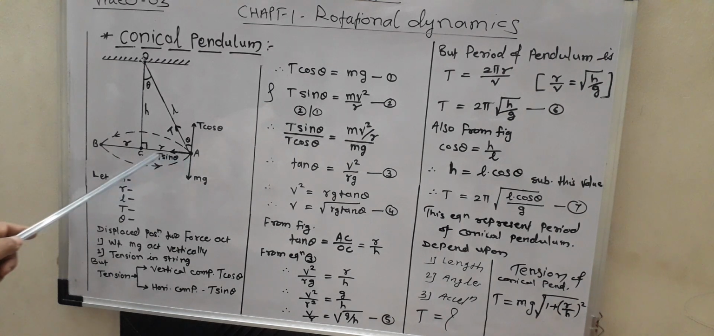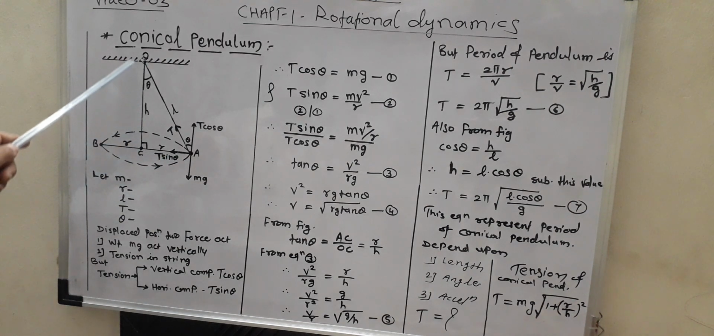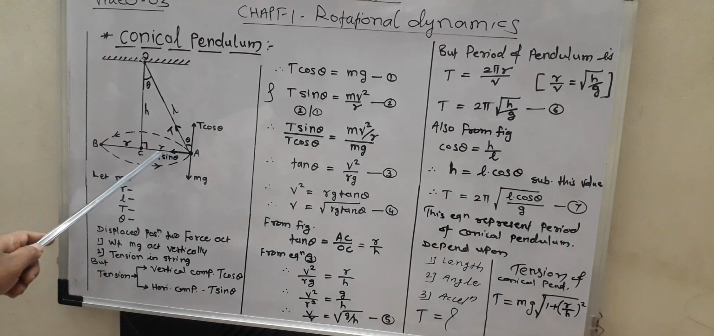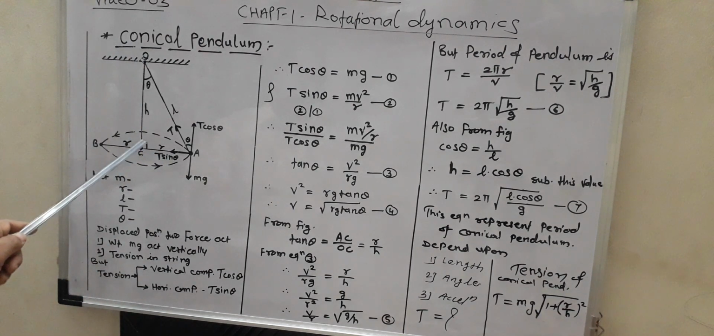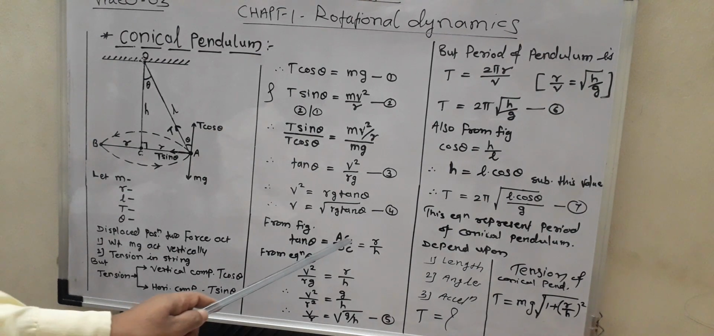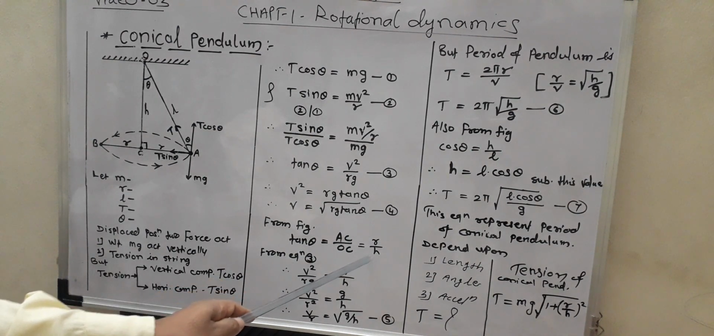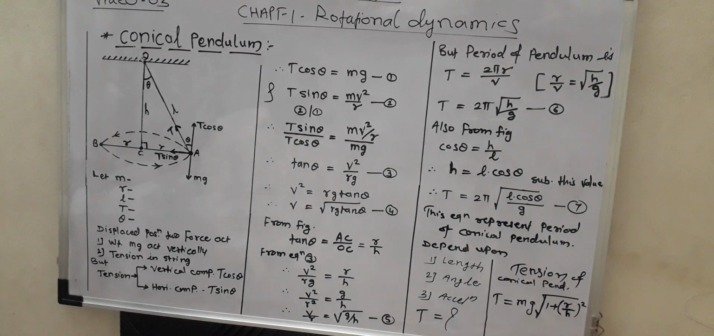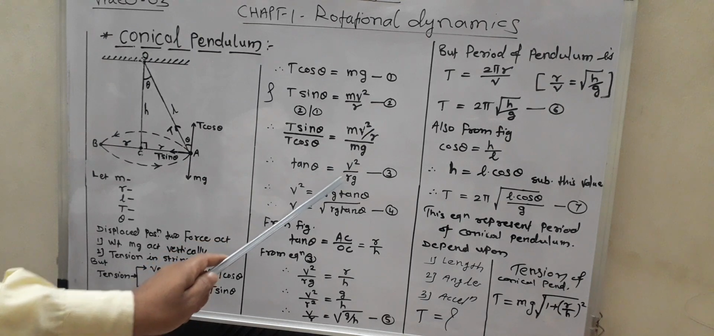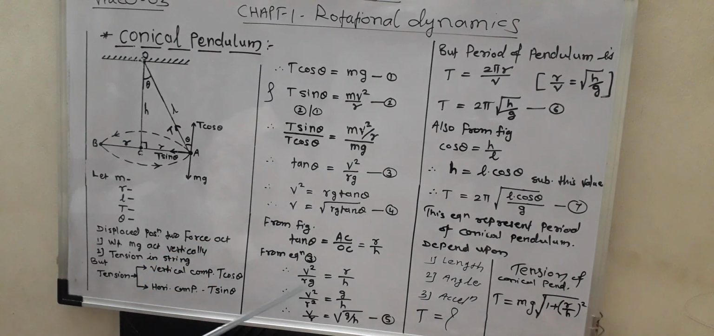Opposite is nothing but AC, and adjacent is nothing but OC. Therefore, tan theta is equal to AC upon OC. But AC is nothing but the radius R, and OC is nothing but the height H. Therefore, tan theta is equal to AC upon OC, which is equal to R upon H. From equation 3, tan theta is equal to v square upon rg. We can write v square upon rg is equal to r upon h.